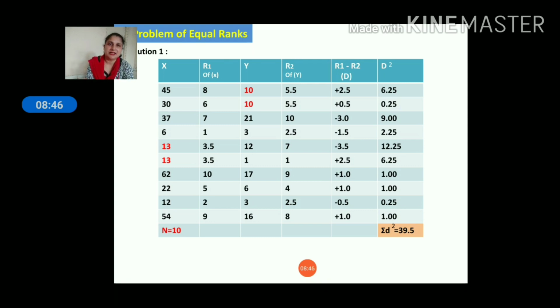If the value of R1 is larger, whatever you get will be positive. If the value of R1 is smaller, whatever you get will be negative. Now after this we have to take the square of all the values. This we have already done earlier: whenever we get D, we have to square that D.